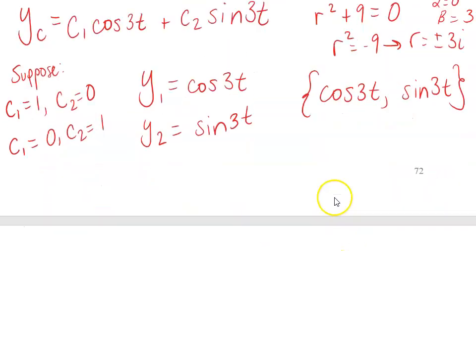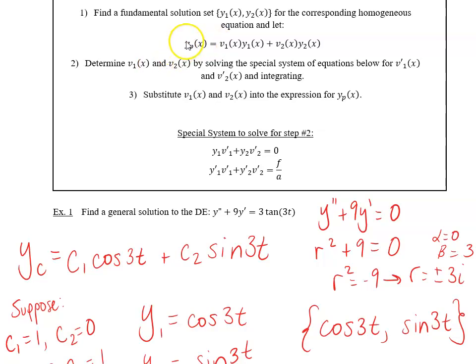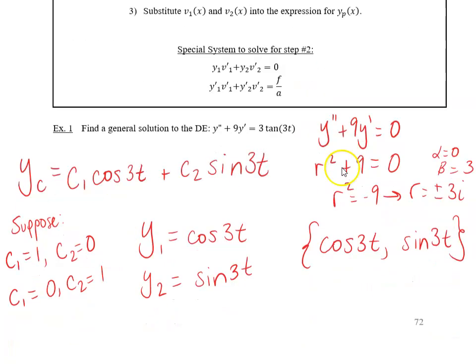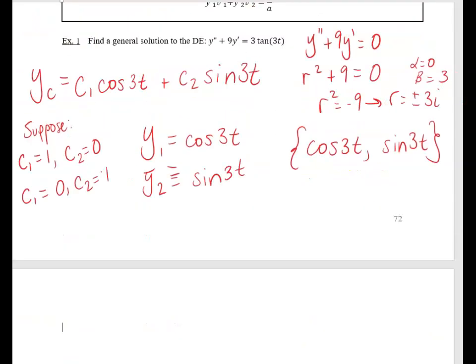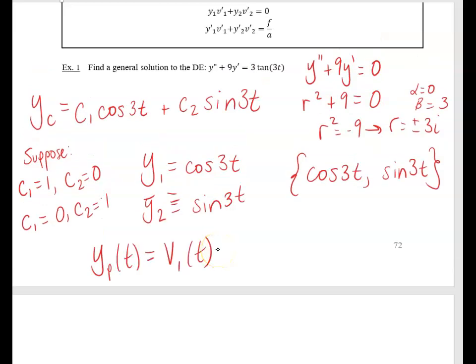All right, so then the next step is to go ahead and just write this. Let's write y sub p using this notation here, v1 y1 plus v2 y2. So let me write that down here. So we're going to have y sub p of t is going to be equal to v1 times y sub 1 of t plus v2 times y sub 2 of t, and let's fill those in.